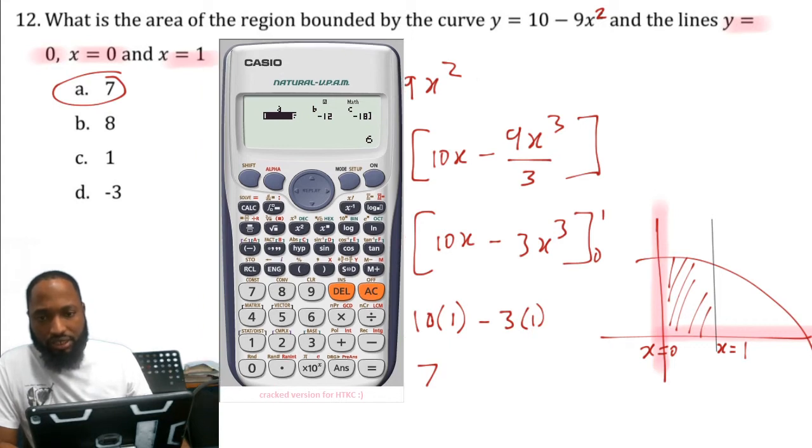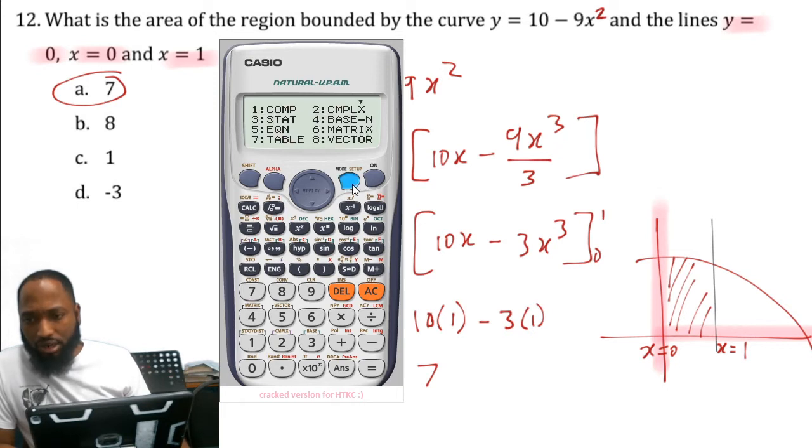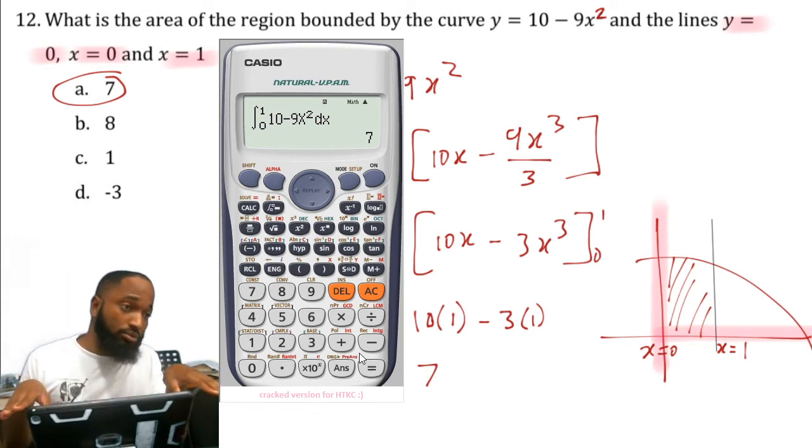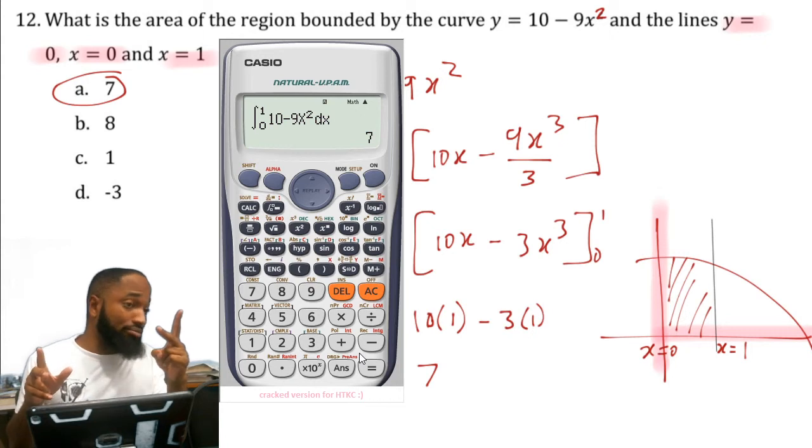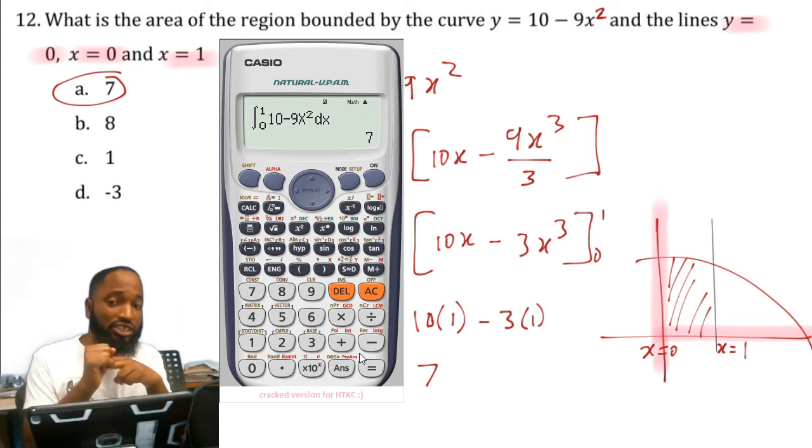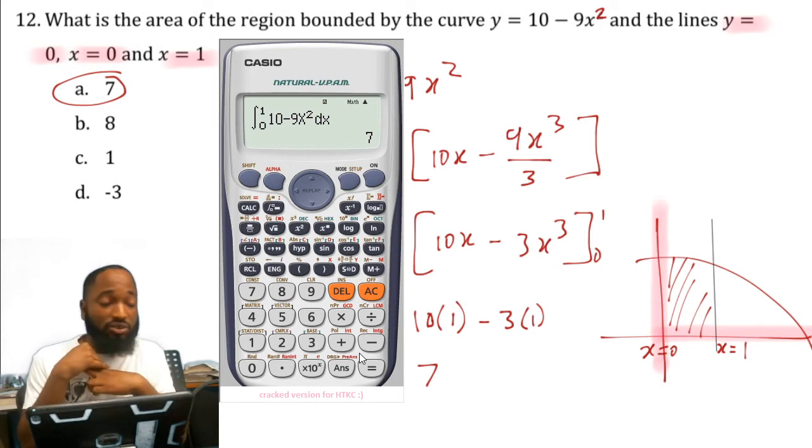We're integrating, right? So you're going to be now like the integral. Go back in computation mode. The integral of 10 minus 9x squared, alpha is x squared, between the limits 0 and 1. And that is it. 7. Calculator answer, straight. You're going to get 2 questions like this in your exam. You definitely should get 2 definite integral questions in your exam that you can just rip off on your calculator if you understand how to write it in.